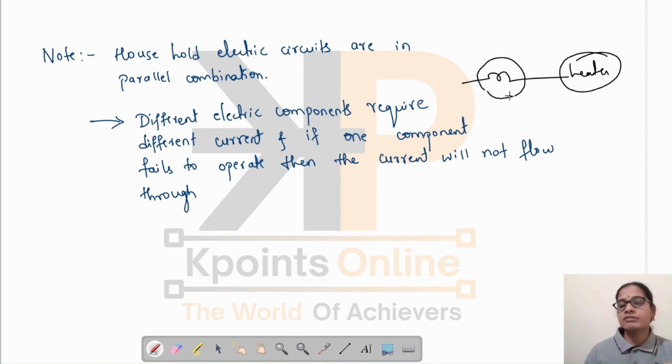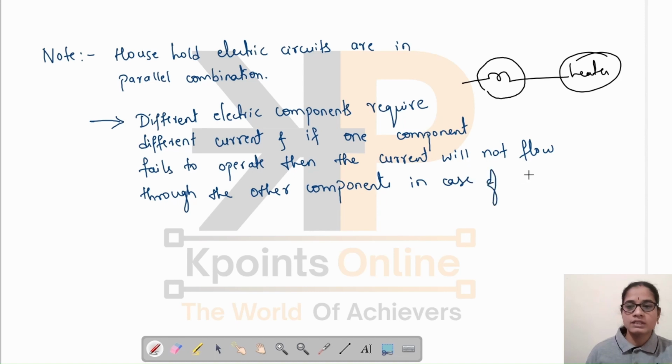If this bulb fails to operate, what happens? The current is not entering into the bulb. If the current is not entering into the bulb, the current will also not be entering into the heater also. So it is not convenient to use these components in series. The current will not flow through the other components in case of series combination.